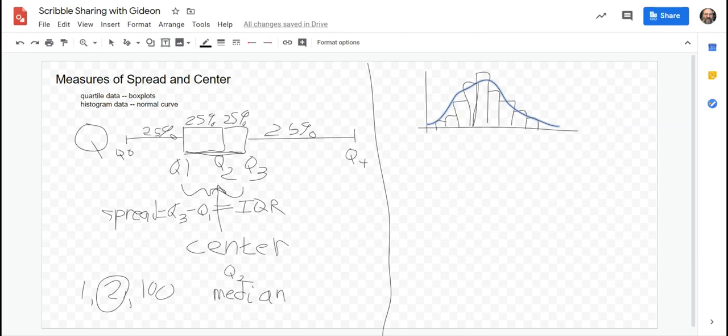The center is just the mean, what we usually mean by saying average. We mean the mean, and that's the one where you sum them up and divide by the count. Mean is the center of histogram or bell curve data. And the spread is the standard deviation.